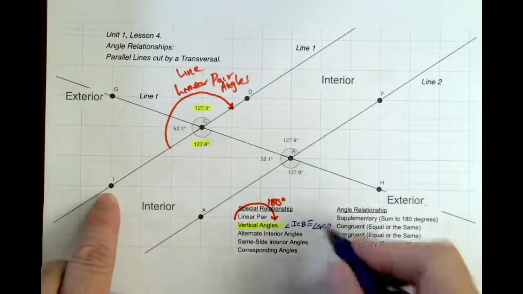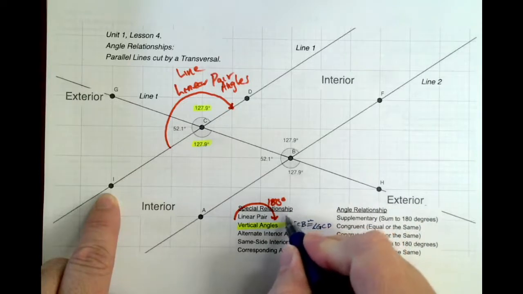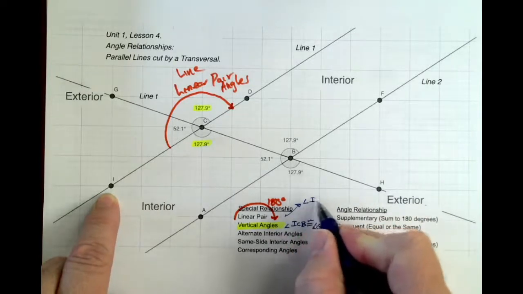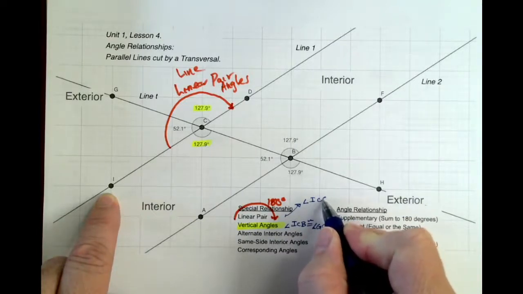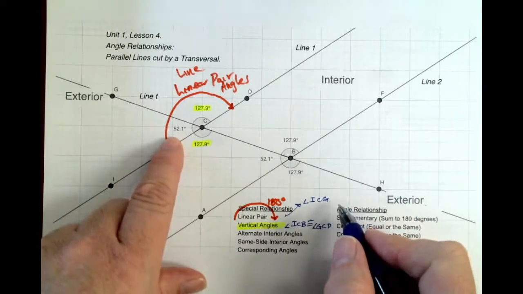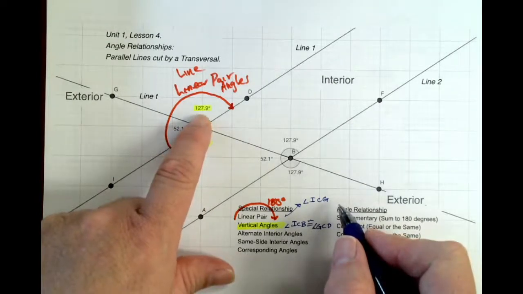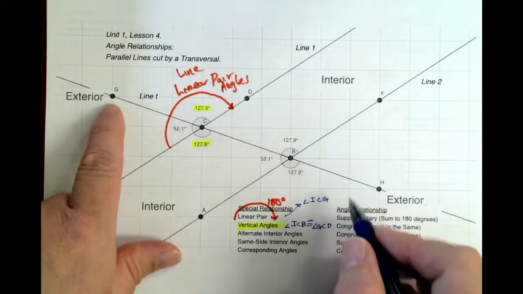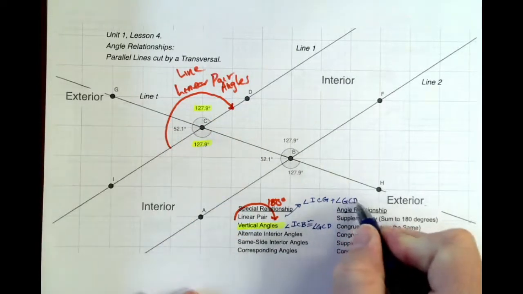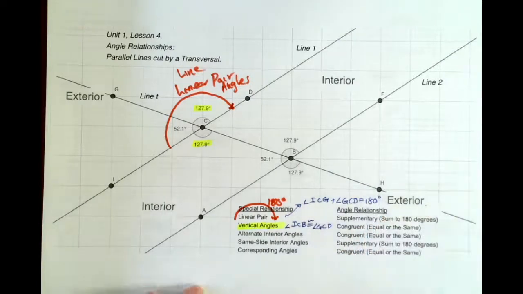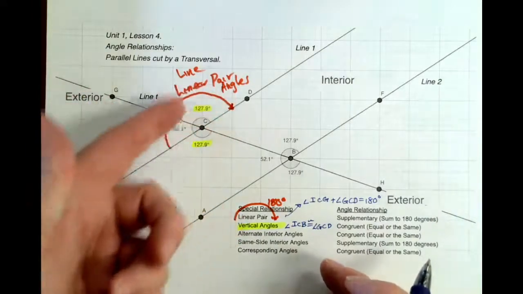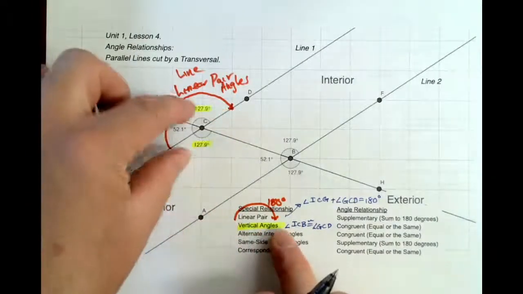Our linear pair was angle ICG, but it's not the same angle. You can see this one's 52.1 and this is 127.9 degrees. So we're going to add them together, GCD. When I add them together, I get 180 degrees. So it's a different statement because the linear pair are forming a 180 degree angle where the vertical angles are equal to each other.